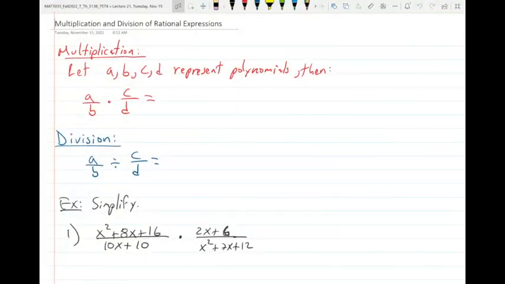So how do we multiply and divide rational expressions? Here is the rule, the same way that we do with fractions. So when you multiply, you do what we expect. Top with top and bottom with bottom. So this would be A times C over B times D. You multiply the top with the top and the bottom with the bottom, and then you simplify.